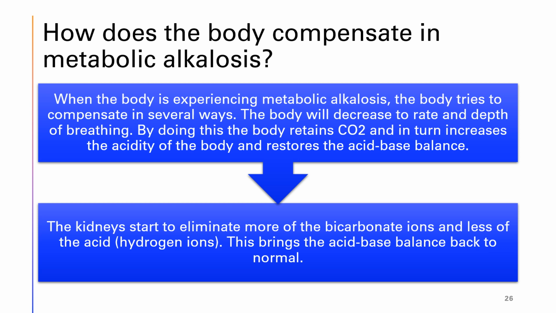How does the body compensate in metabolic alkalosis? When the body is experiencing metabolic alkalosis, the body tries to compensate in several ways. The body will decrease the rate and depth of breathing. By doing this, the body retains CO2 and in turn increases the acidity of the body and restores the acid-base balance. The kidneys start to eliminate more of the bicarbonate ions and less of the acid or hydrogen ions. This brings the acid-base balance back to normal.